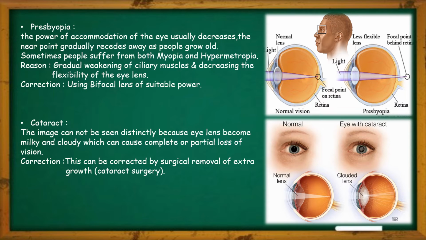So how can it be corrected? This can be corrected by surgical removal of the extra growth, or by removing the whitish layer which is created on the outer part of our eye, which is commonly called cataract surgery. With the help of laser surgery or cataract surgery, we can remove that whitish layer which is formed in front of our eye, and this kind of eye disease can be corrected.